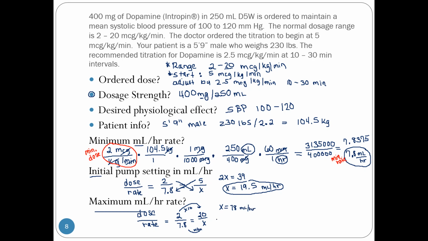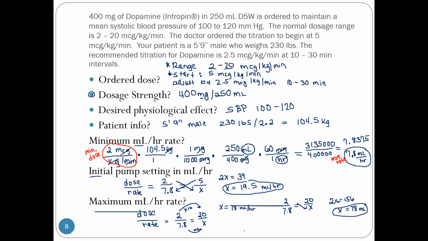Now, if you're uncomfortable with that shortcut, let's actually do the math. So 2 over 7.8 is equal to 20 over X. Cross multiply, so 2X is equal to 20 times 7.8, which my calculator tells me is 156. And then I divide by 2, and I get X is 78, which is the same answer that I got before.